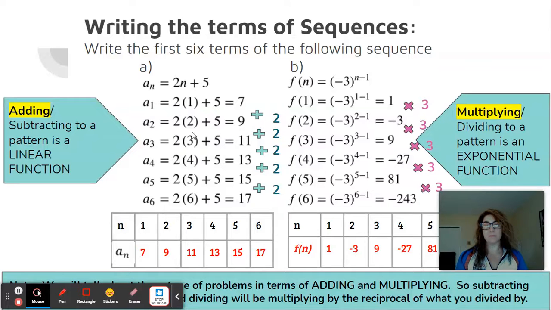I put a 2 and I get 9. Put a 3 and I get 11. So forth and so on. I can do the same thing over here. Just make sure you're plugging it into the exponent spot in this case.